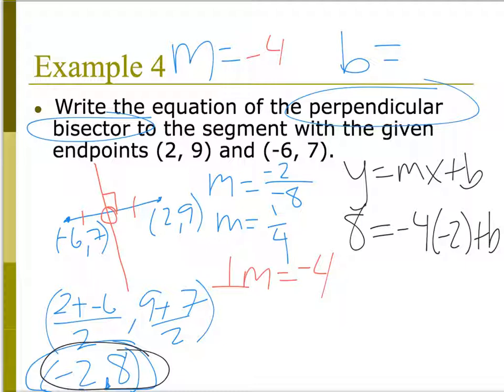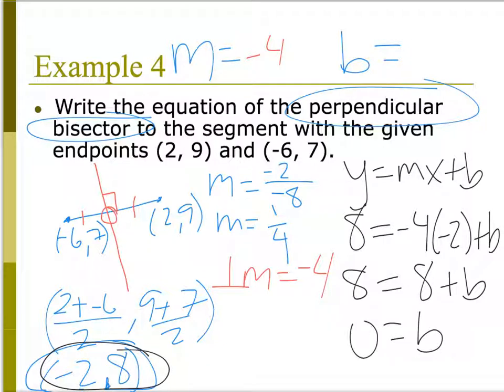Well, -4 times -2 is what, children? 8. Very good. So if I subtract that 8 over, what does b end up equaling? 0. So my equation of the line is y equals -4 for my slope, x plus 0. So it's just y equals -4x. And that would be my equation of that perpendicular bisector.